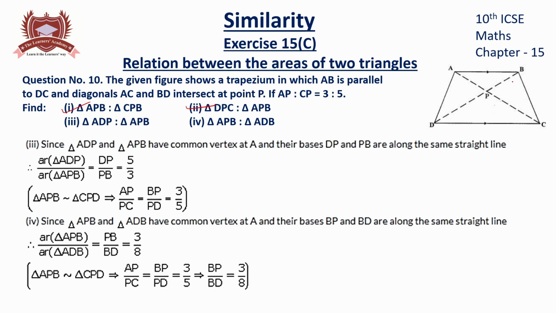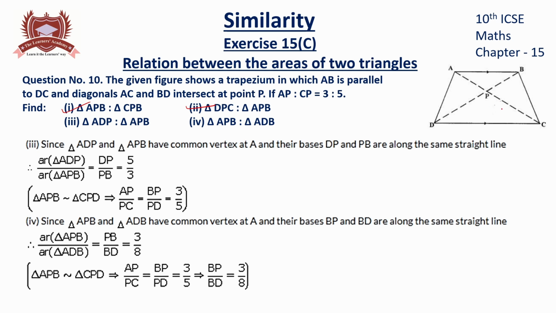So we can write their areas are DP upon PB proportional to their bases. So that is 5/3. ऐसे कैसे हो गया? 5/3 कैसे आ गया directly? तो APB is similar to CPD. So AP upon PC will be equal to BP upon PD. So वो 3/5 directly आ गया.